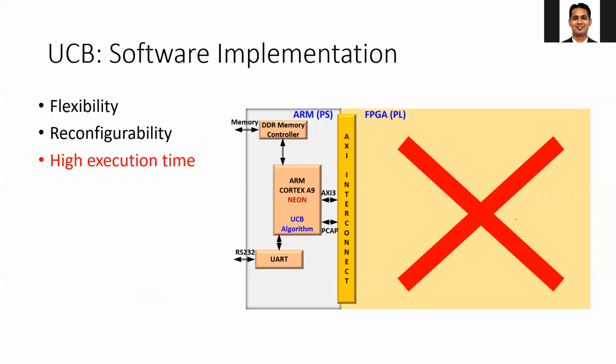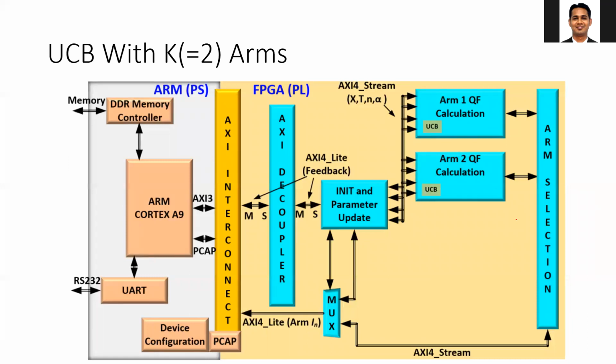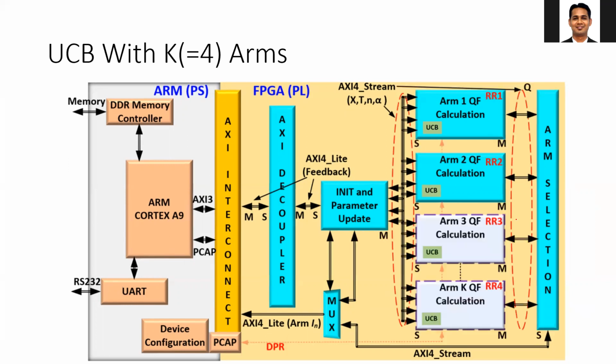So what we do is hardware-software co-design, where we implement the algorithm between the ARM processor and the FPGA. One way of implementing it is to put the parameter update, Q calculation, and arm selection in the FPGA, and then the reward comes from the ARM processor. Here I have implemented it for 2 arms. I can also implement it for 4 arms, depending upon my algorithm requirement.